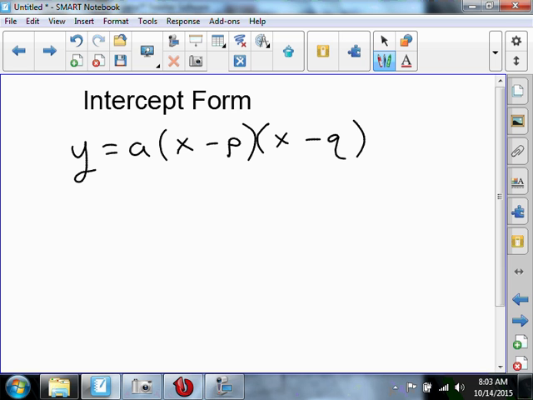What do we think? Making a little bit of sense? So, what do you think p and q are? Yeah, they're the x-intercepts. Good. p and q are the x-intercepts.